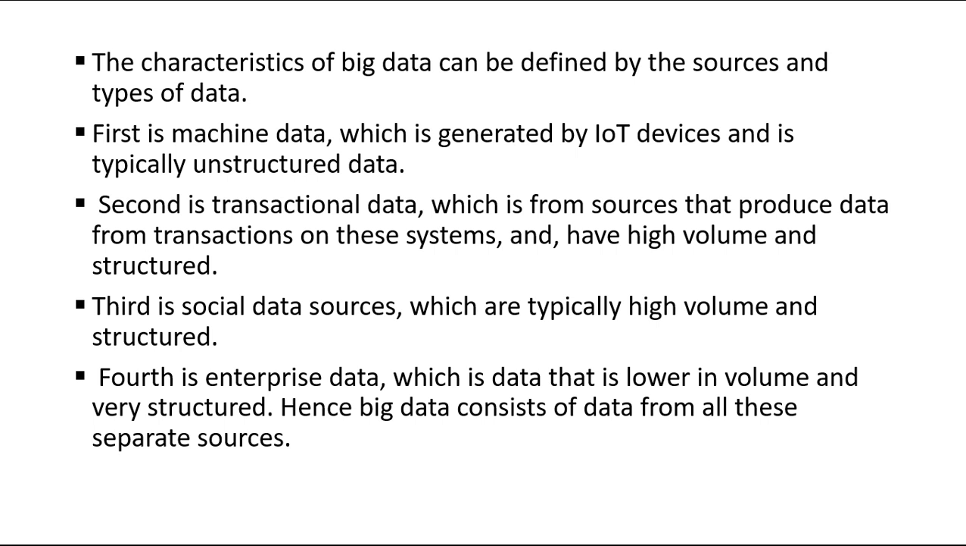Second one is transactional data, which is from sources that produce data from transactions on a system and have high volume and structure. Transactional data is nothing but data from things like online payments, which keeps the details of a transaction like UID, username, or account number, and the account holder, like this.